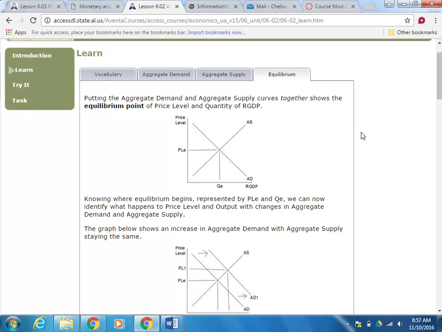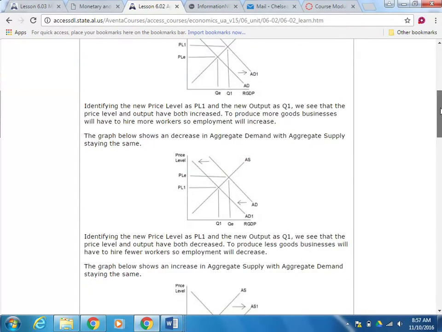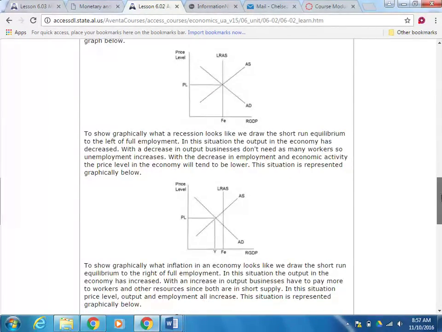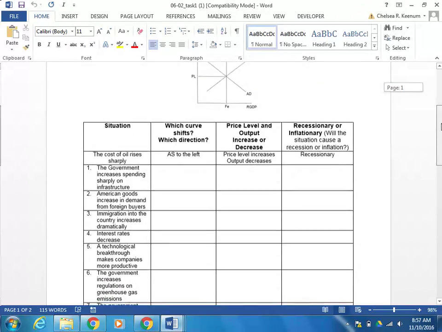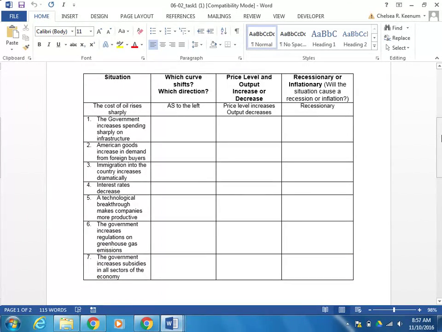Okay, now as far as equilibrium goes, really the only thing you need to know about this is this LRAS curve right here. And here's something really easy to help you. If the supply or demand curve, when it changes, moves to the right of the LRAS curve, then it is going to be inflationary. If it moves to the left, it's going to be recessionary. Because that is part of your assignment. You have to choose the recessionary or inflationary.